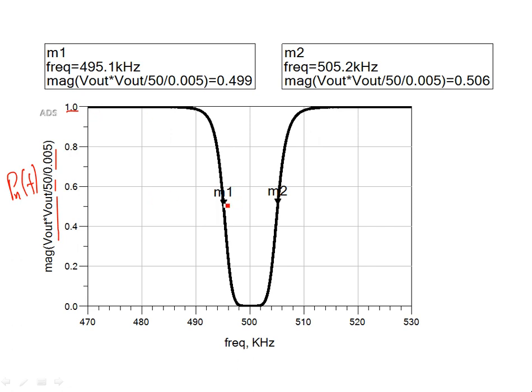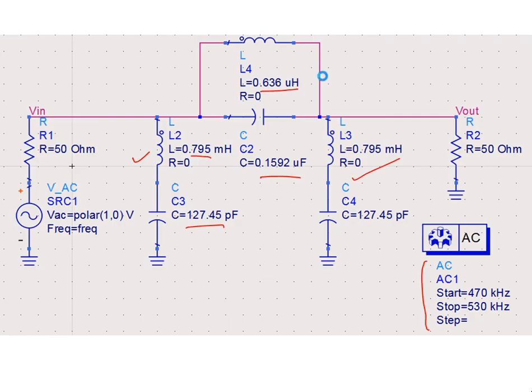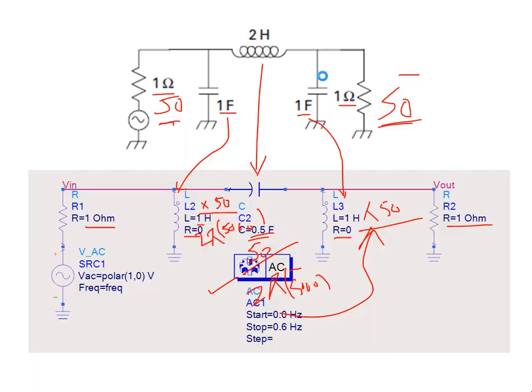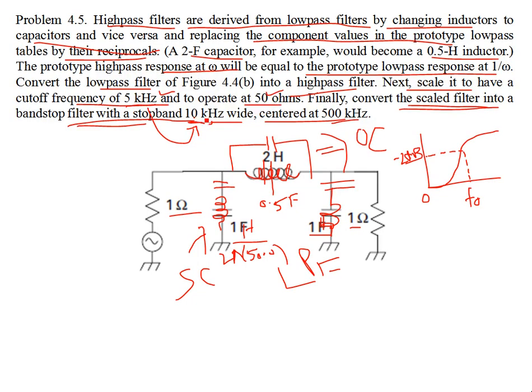So the point at which 50% transmission is occurring, there are 2 points, and these points are denoted by the markers M1 and M2, and the values are specified over here. The transmission where the 50% occurs is about 495 kilohertz, and then you have 505 kilohertz. The difference is again how much? It's 10 kilohertz. That is what was desired in the question. So we have the stop bandwidth of 10 kilohertz, and this is centered at 500 kilohertz.